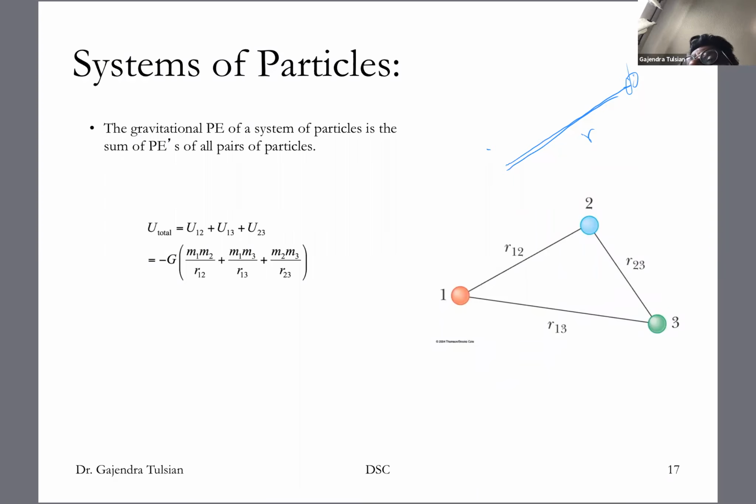Now if you wanted to calculate the potential energy of a system of particles, so if you wanted to calculate the gravitational potential energy of the solar system, for instance, you'd calculate the potential energy of these two bodies plus these two bodies plus these two bodies. You'd calculate the gravitational potential energy of all independent pairs and then add them up. So that's how you'd calculate the potential energy of a system of particles.